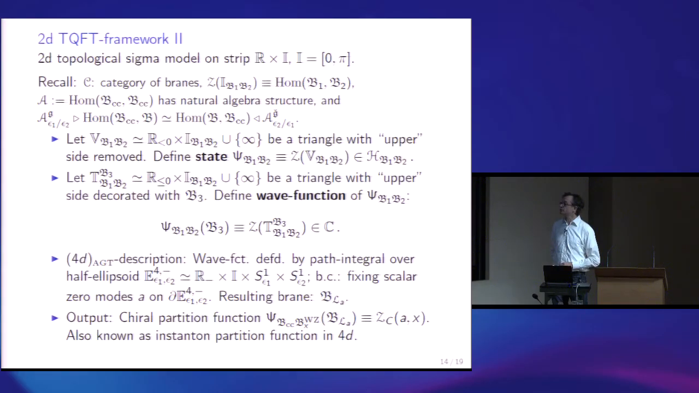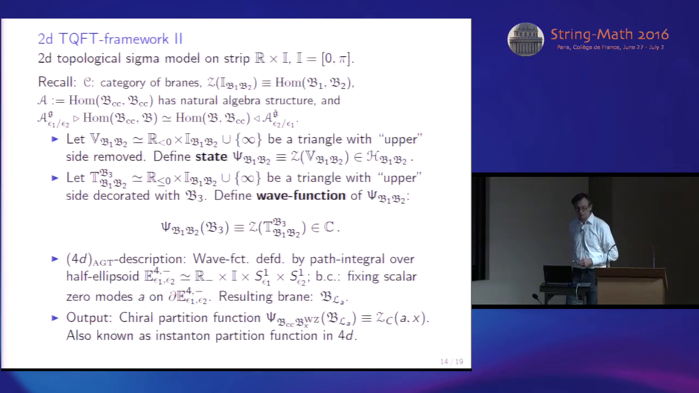One could define the wave functions by doing the path integral over a half ellipsoid, which is sort of a negative real half line cross an interval cross these two circles, where the boundary condition at zero, which is the boundary of this half ellipsoid, is defined by fixing the scalar zero modes in the vector multiplet of the N=2 SUSY field theory on this boundary component. So if we fix the scalar zero modes, then I'd claim that the resulting brane, of course, this is only working for the cases where we have a Lagrangian description telling us what the scalar zero modes are, would be denoted B with a Lagrangian defined by these values of the scalar zero modes.